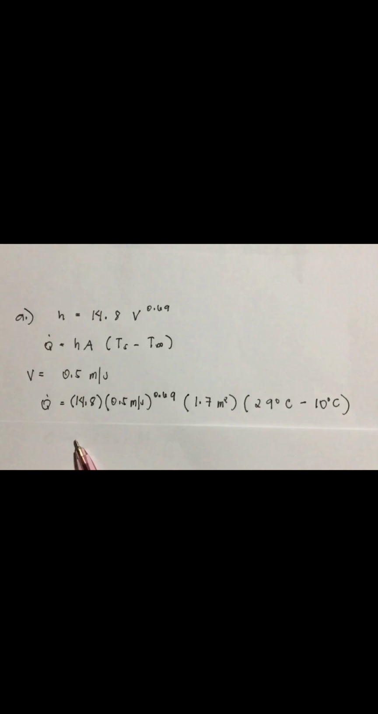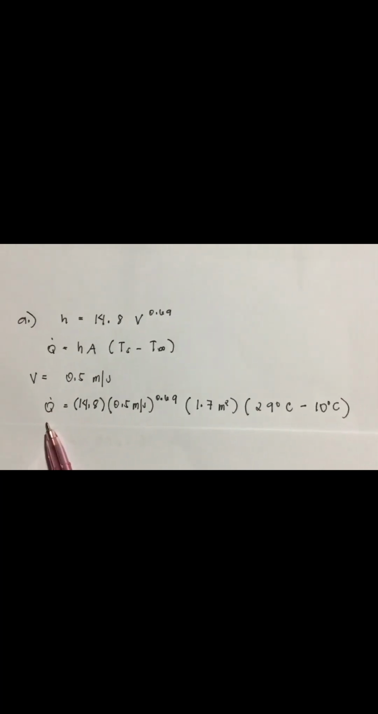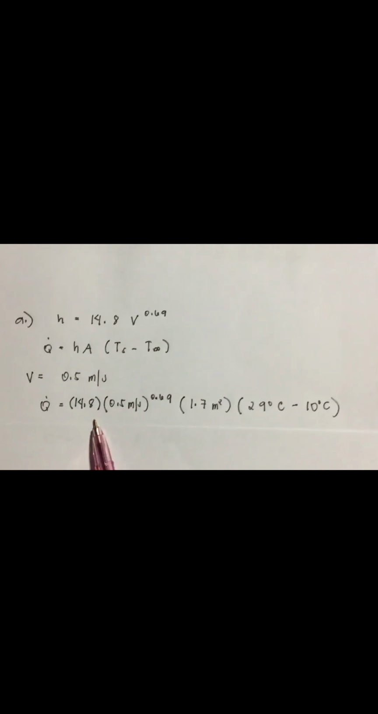For (a), velocity is equal to 0.5 meters per second. We just need to input the values into our equation. So our h is 14.8 times the velocity to the 0.69, times the area, which is 1.7 meters squared, times the difference between the surface temperature, which is 29 degrees Celsius, minus the temperature infinity, which is 10 degrees Celsius. So we get an answer of 296.31 watts.